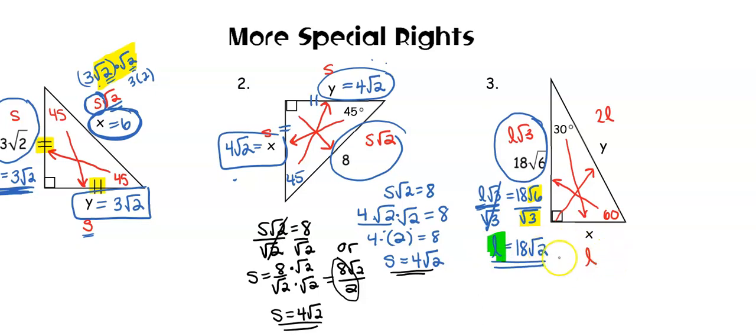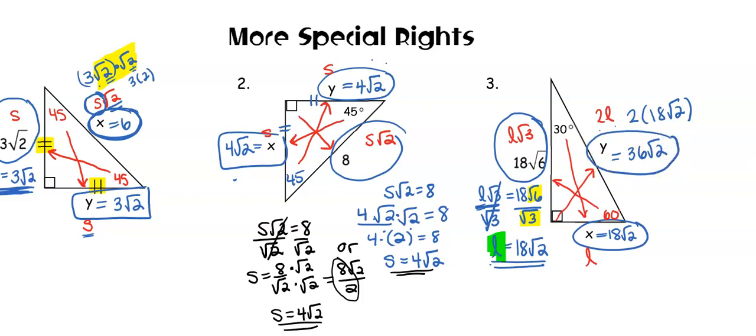So right next to where we're solving right here, X is representing the L portion of my pattern. Well, we just found L was 18 root 2, so X is 18 root 2. The hypotenuse is 2 times L. If my L is 18 root 2, this is 2 times 18 root 2. That's going to give me 36 root 2. So Y is 36 root 2.